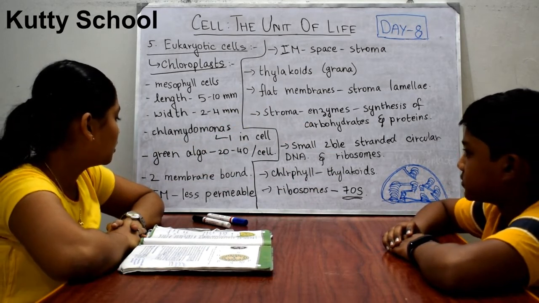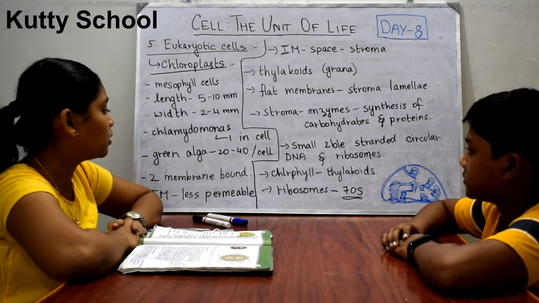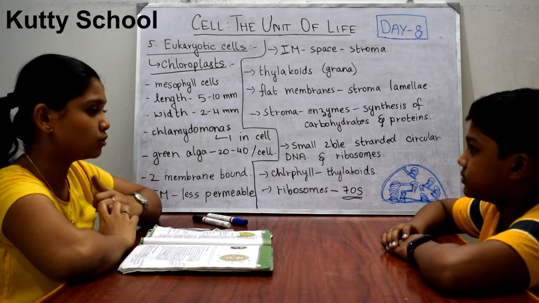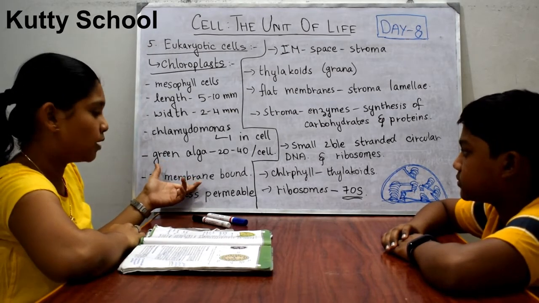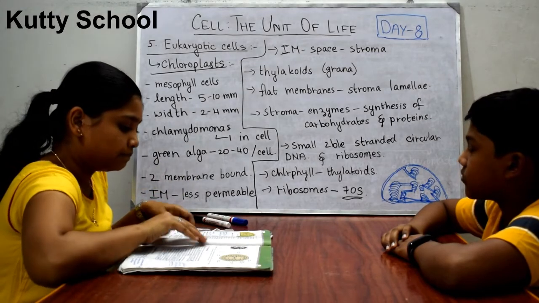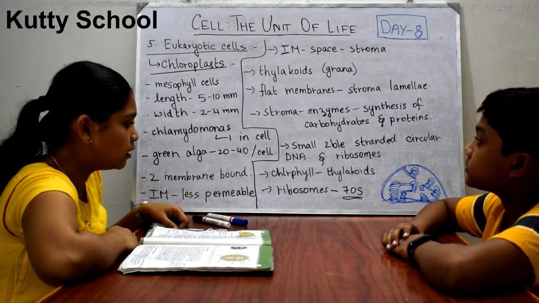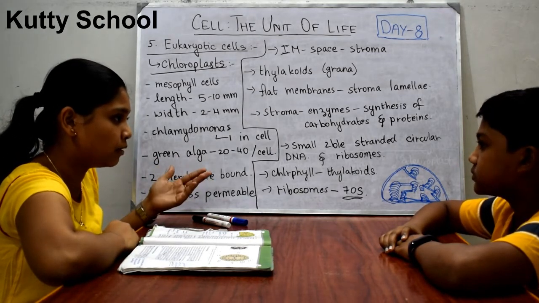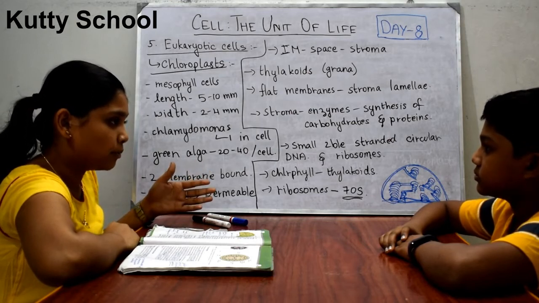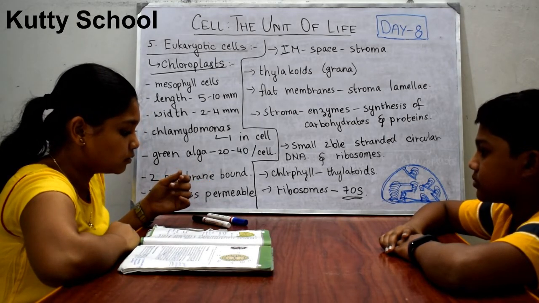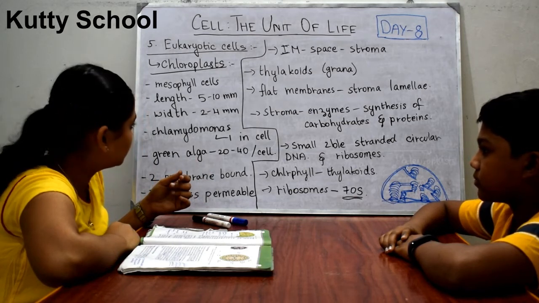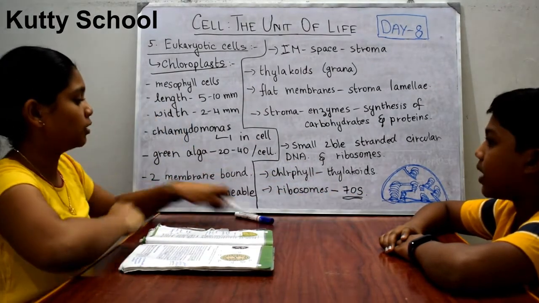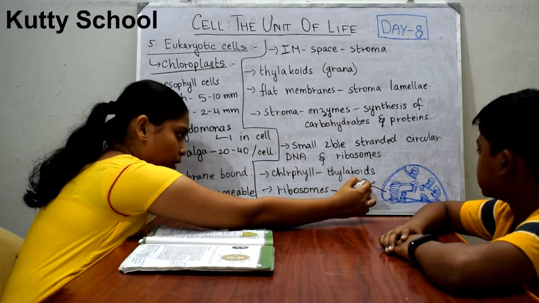It varies in number. This is also a double membrane bounded organelle, like we saw in mitochondria. The inner chloroplast membrane is less permeable to substances than the outer chloroplast membrane. The space enclosed by the inner membrane is called the stroma.